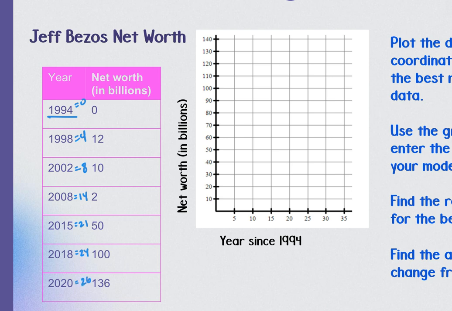So the first thing you have to do is figure out how many years it is since 1994. Again, I could individually subtract 1994 from each of these, or you can go up in the pattern that we just did. Now we're going to plot this data. So he was sad and lonely and probably homeless in 1994 because he had $0 billion.